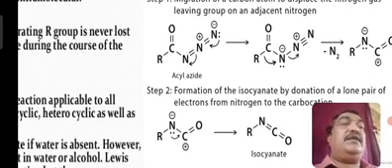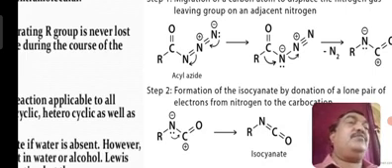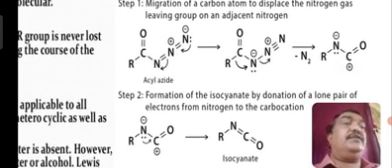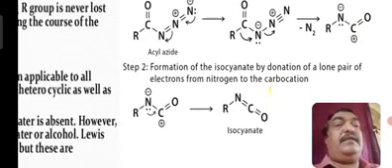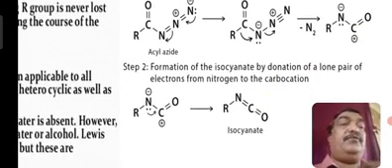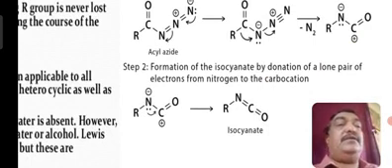And there is an alkyl group migration from the carbonyl group to nitrogen to form R-N plus and carbon plus, C double bond O. In the final step, the lone pair of electrons on nitrogen shifts to carbon to form R-N double bond C double bond O. This is your isocyanate.